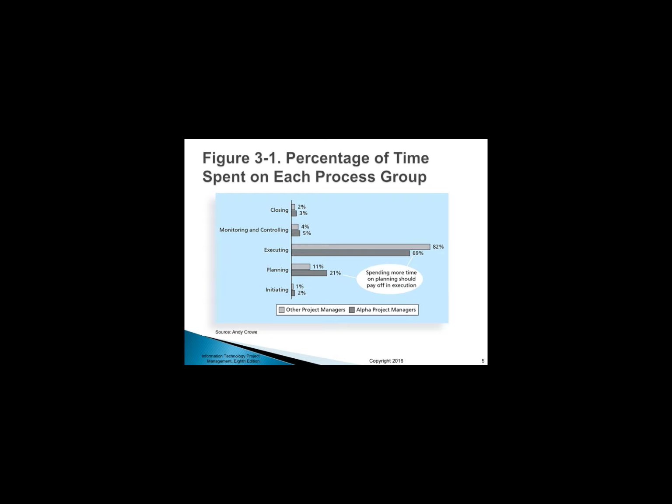Notice that the Alpha project managers spent almost twice as much time on planning, 21% versus 11%. Spending more time on planning should lead to less time spent on execution, which should reduce the time and money spent on projects. The best project managers know and practice this important concept: do a good job of planning.